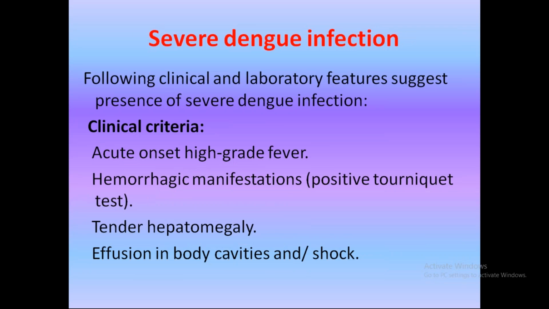Coming to severe dengue or dengue shock syndrome, when will you suspect it? There are clinical and laboratory features. The clinical features are acute onset high-grade fever, hemorrhagic manifestations like positive tourniquet test, tender hepatomegaly, effusion in the body cavities, and shock. So if these findings are there, these are the clinical criteria. Acute onset of high-grade fever with hemorrhagic manifestations, tender hepatomegaly, effusions in body cavities, and shock, that's dengue shock syndrome or severe dengue.